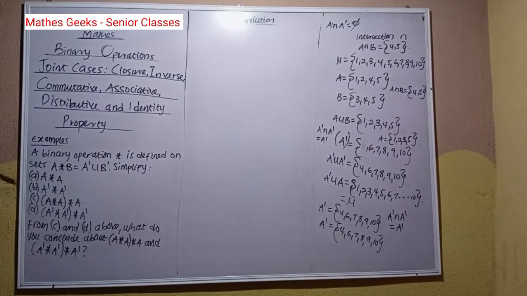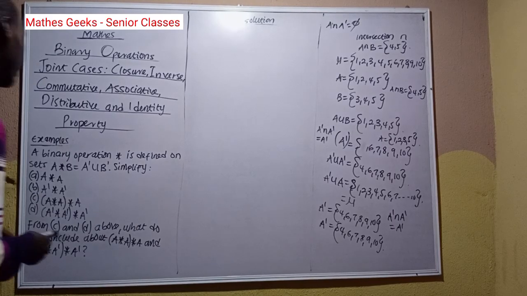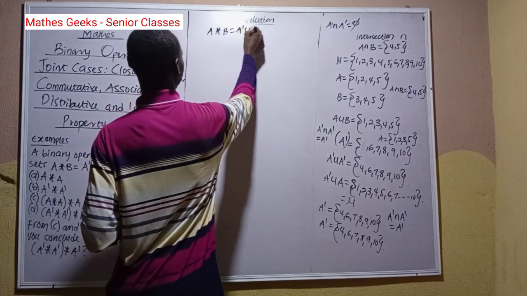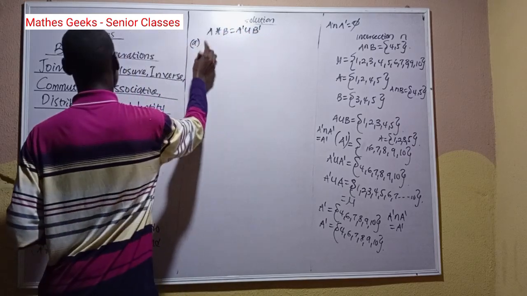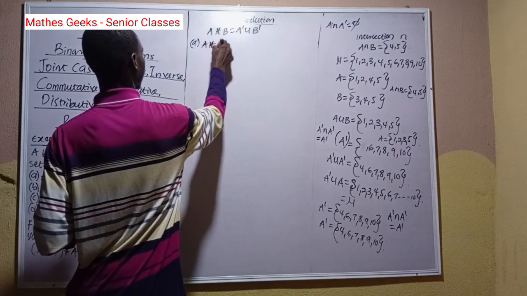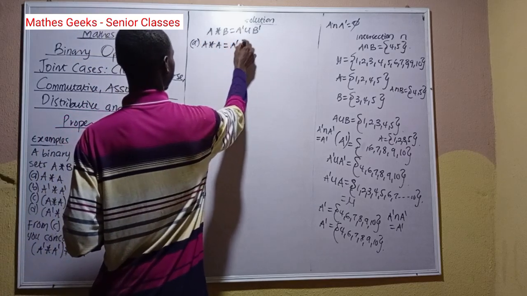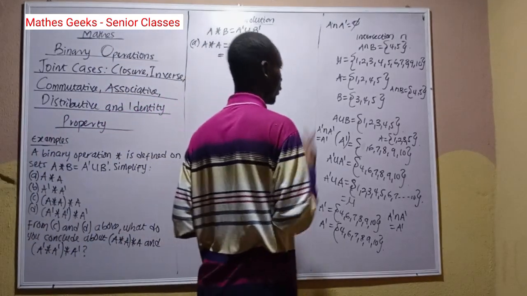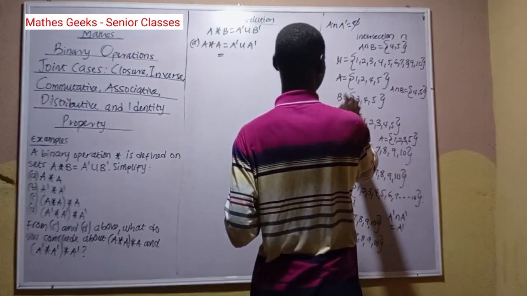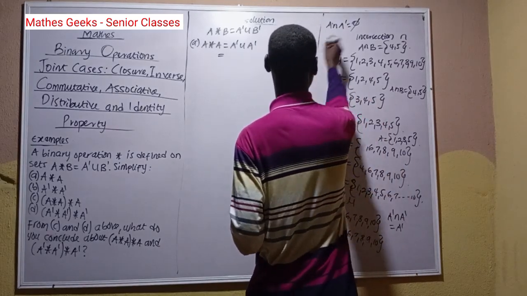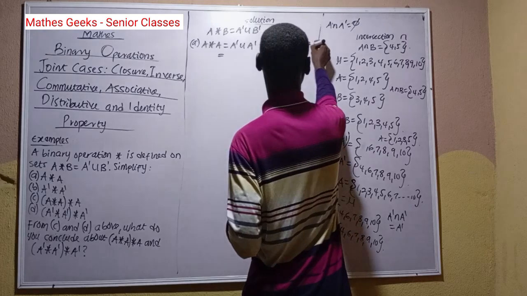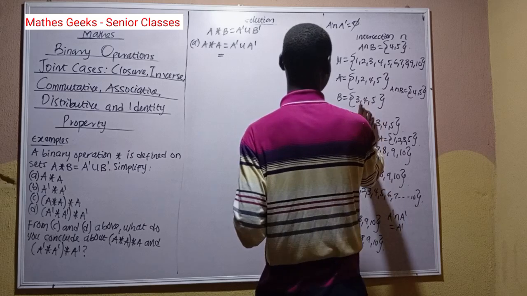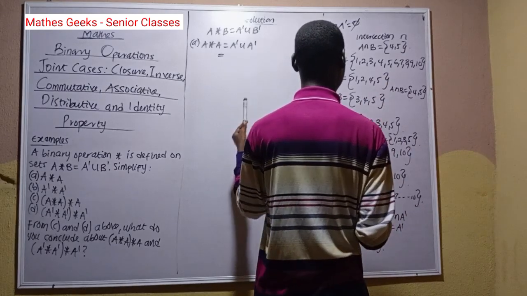The binary operation star is defined on set A as A star B equals A complement union B complement. So if we find A star A, it is A complement union A complement. From what we have now, we are back to union. If this is A and this is B, then A union B implies elements that are found in both set A and set B.